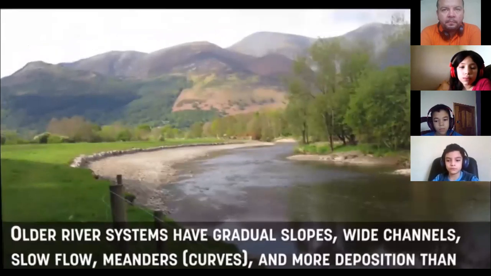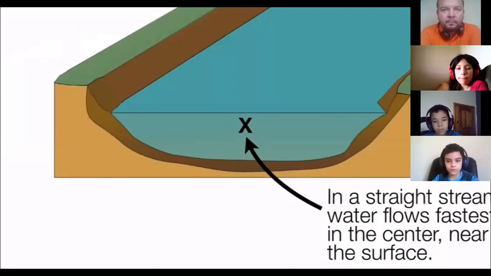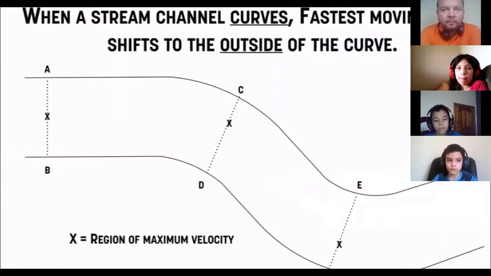So in a straight stream, the water is flowing the fastest in the center, close to the surface. The problem is, streams don't really flow straight for very long. There always seems to be a curve or a bend in a stream. And when a stream channel curves, the faster moving water is going to shift to the outside.